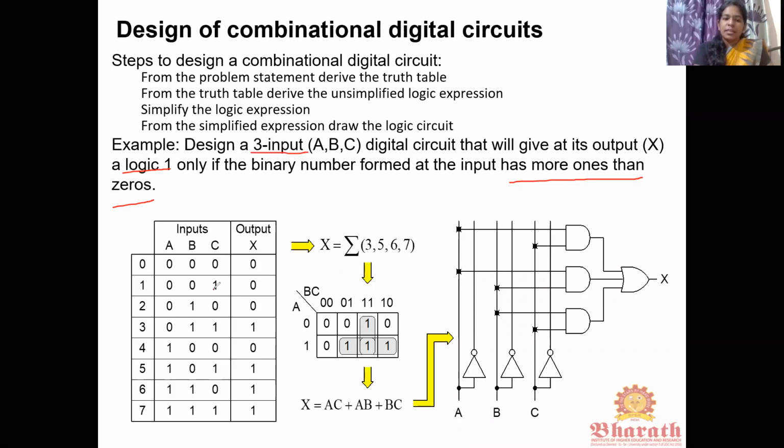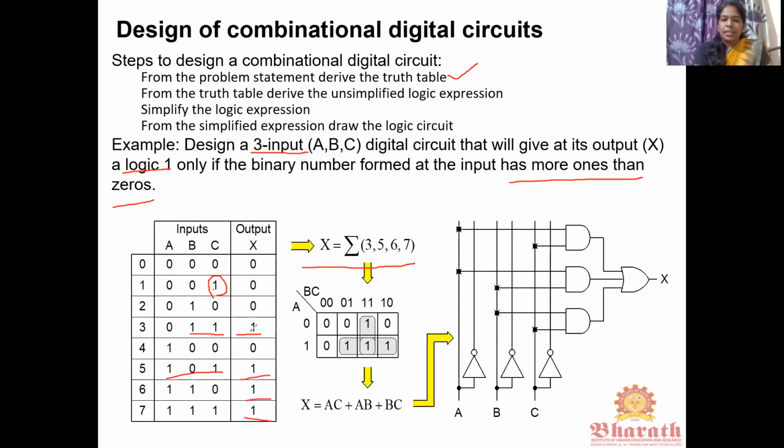So see here, here only 1 1. 2 zeros. Zeros are higher. So see here, 2 ones. Put 1. 2 ones. Ones are more. So 1. Here 1. Then 3 ones 1. After plotting the table, we have to write the expression. So from the problem statement, derive the truth table. We finished our first one. Then from the truth table, derive the unsimplified logic expression. So we have to just derive the expression. So x equal to 3, 5, 6, 7.